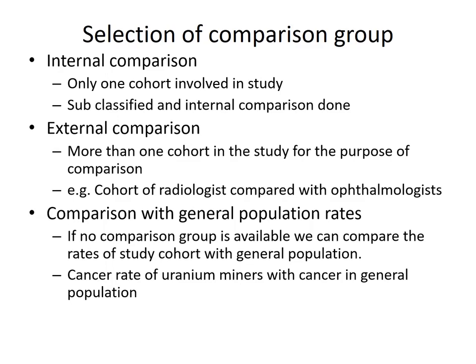The third option is comparison with general population rates. If no comparison group is available, we can compare the rate of the study cohort with the general population. For example, the cancer rate of uranium miners with cancer in the general population.